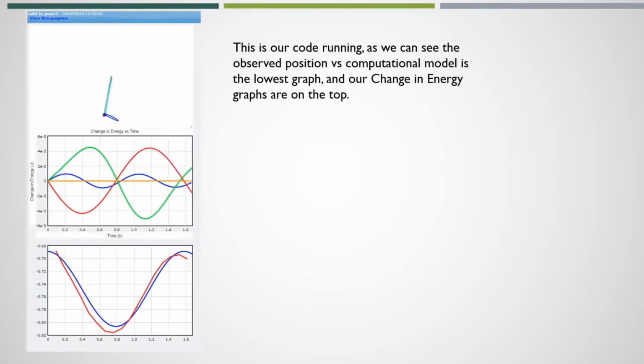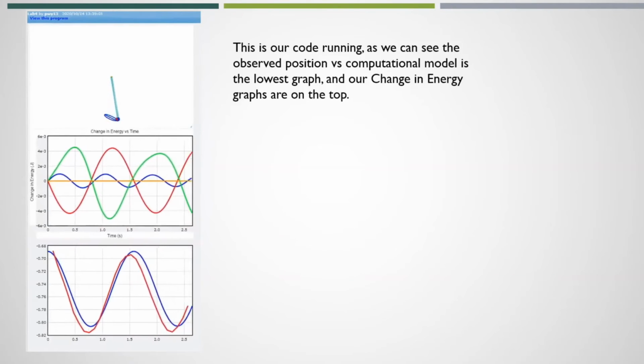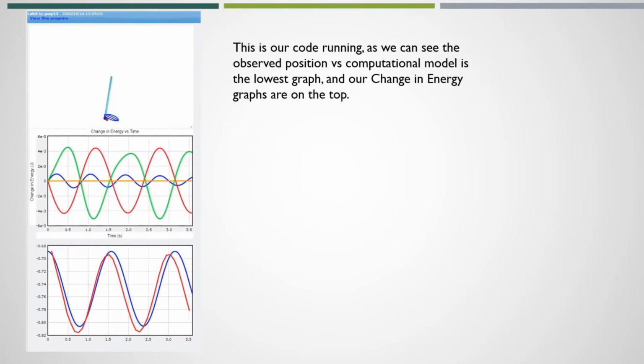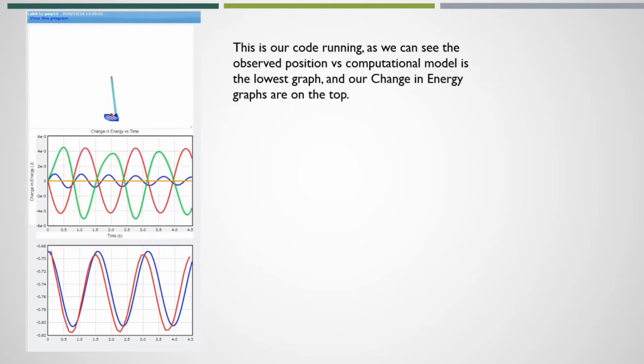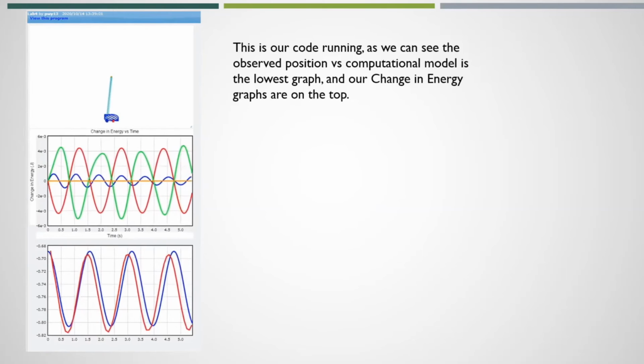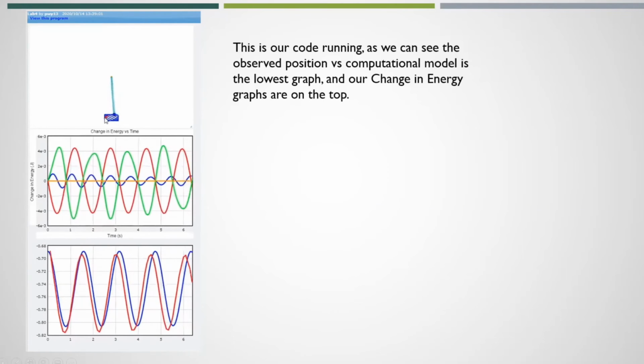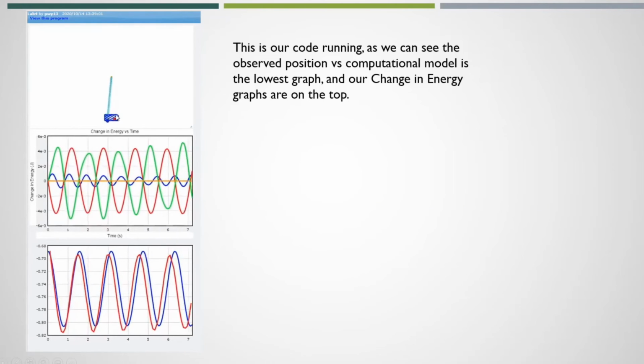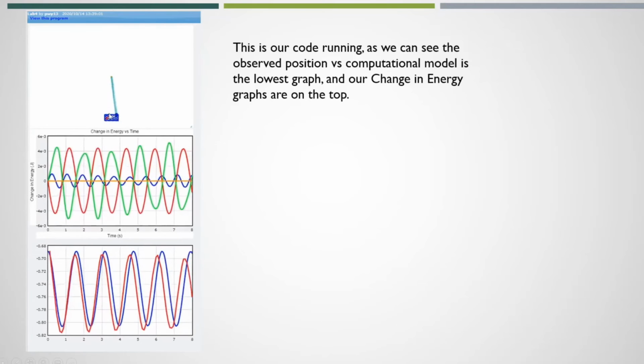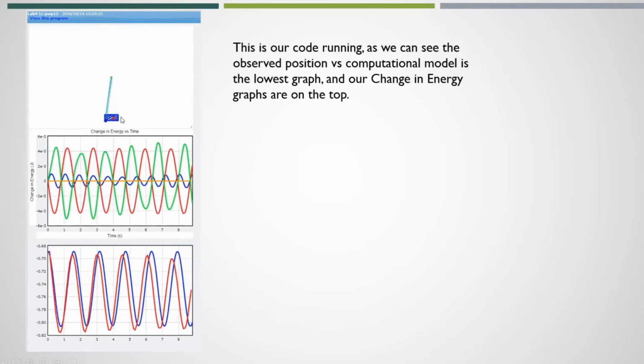So this is what happens when you run the code. In order to do this, we had to take our CSV file, the tracker video, and put the data in a GlowScript. Here our blue ball is the observed data, and the red ball is the computational data. And at the bottom is our position and energy graphs.